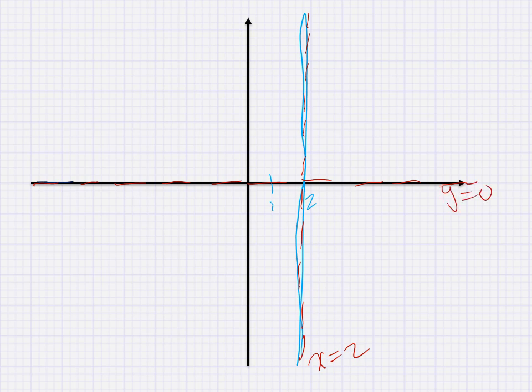We saw that we had a y-intercept at negative 3/2. So here's negative 1, here's negative 2, negative 3/2 is in between. So we have that y-intercept, and there are no x-intercepts. So the graph is never going to cross the x-axis, ever.